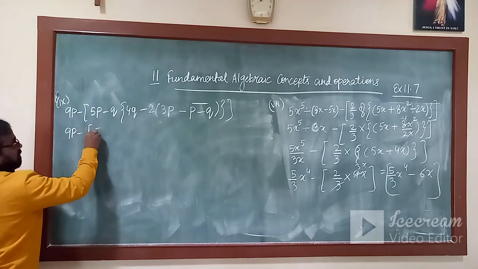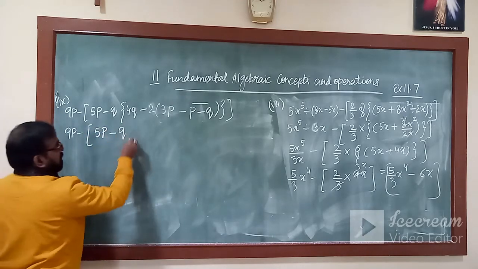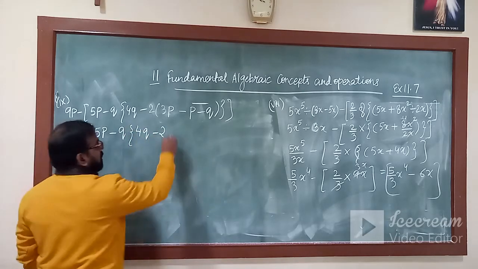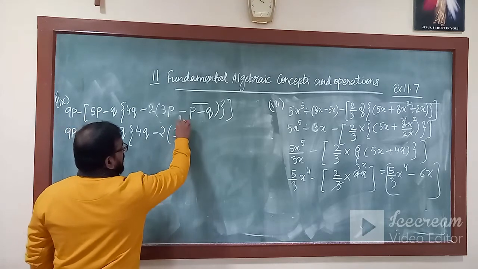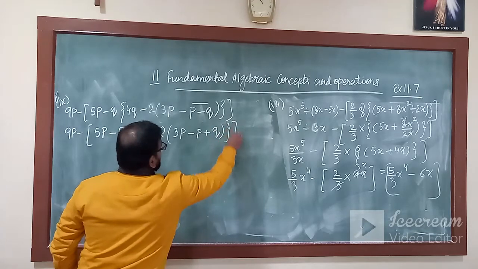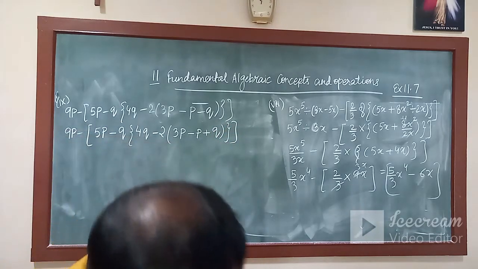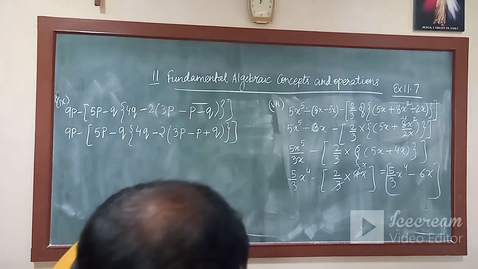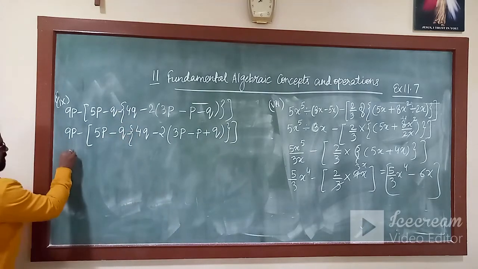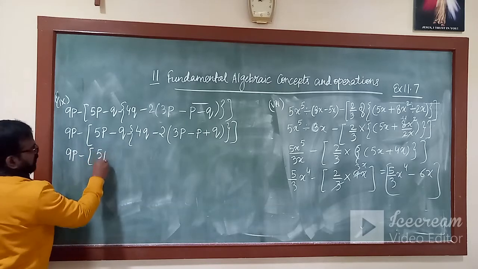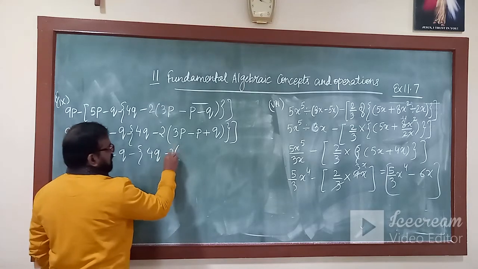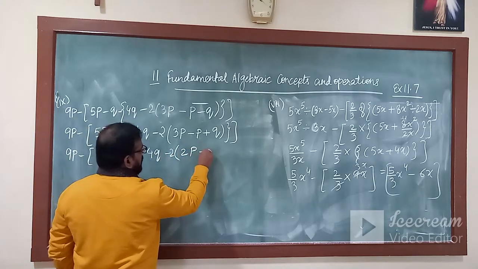9p minus 5p minus q, no sign is there, that means multiplication we have to do. 4q minus, again no sign is there, that means we have to do multiplication. Now it is 3p minus p minus minus 4q. Okay. One minus sign is there here. So it is 9p minus 5p minus q minus 4q minus, and this bracket we can solve. 3p minus 2p is 2p plus q.